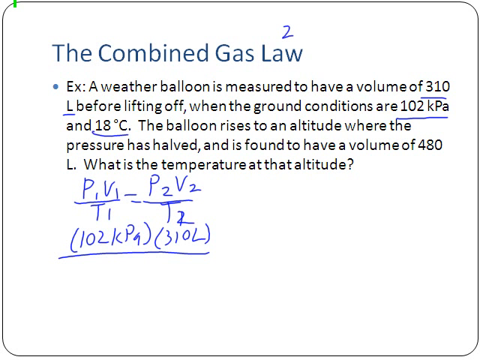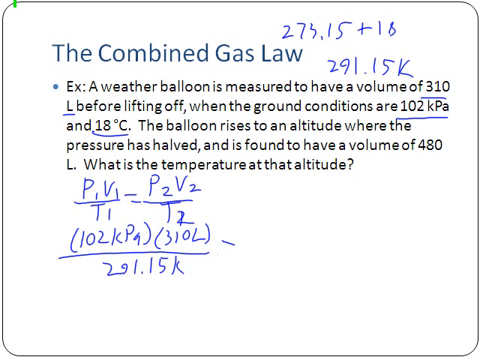Once again, 273.15 plus 18 degrees Celsius. Doing this gives us 291.15, Kelvin, if I'm doing the math right. So 291.15 kelvins. And we've got that equals P2.